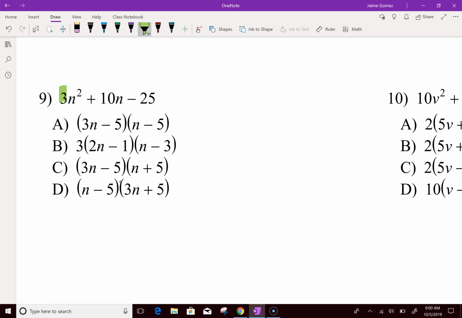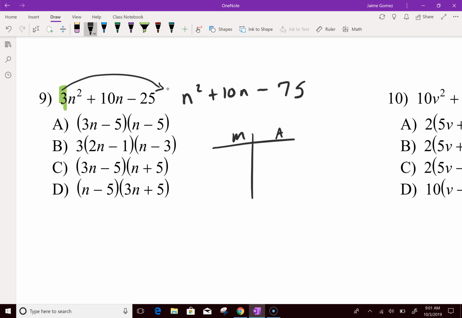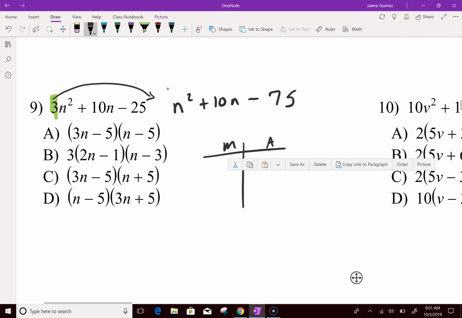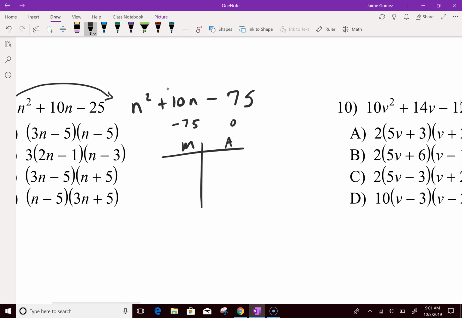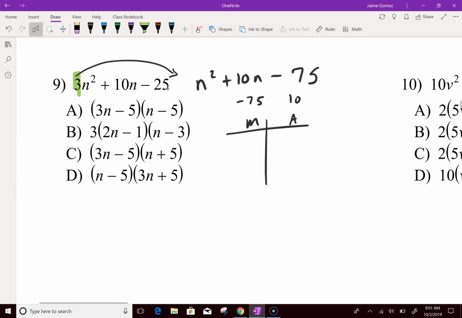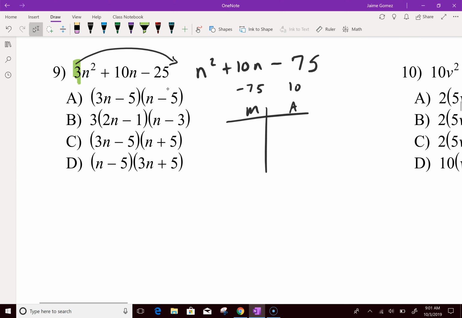This is just going to be where 3. Can you divide 10 by 3? No. So then you have to multiply the first to the last number, and then just work it out. So this is going to be n squared plus 10n minus 3 times 25, which is now 75. Make my table, multiply and add: negative 75, and add to get 10. Well, this is a pain in the butt.